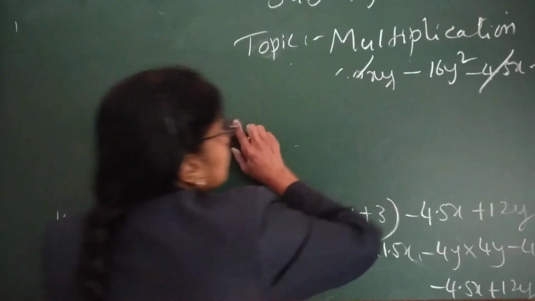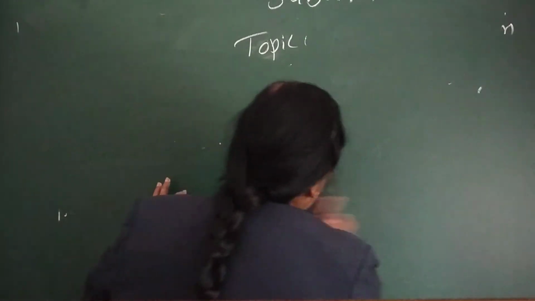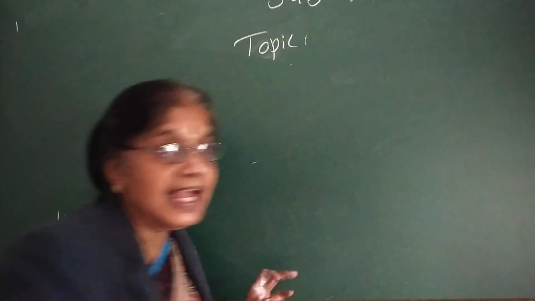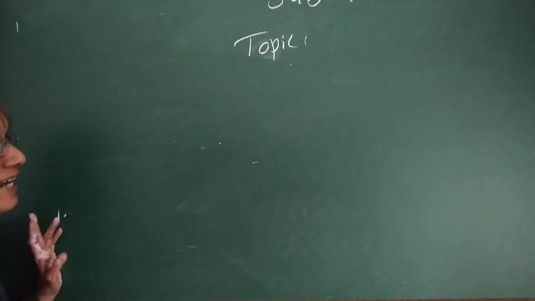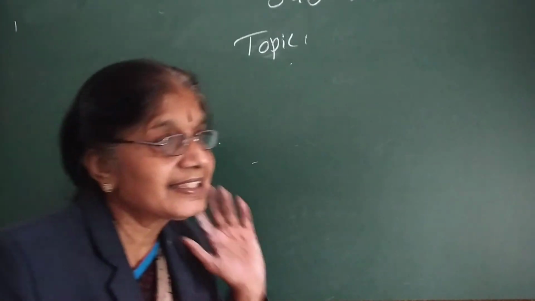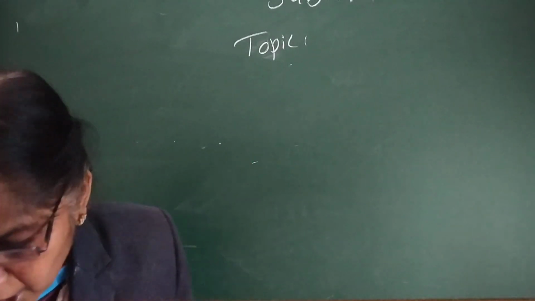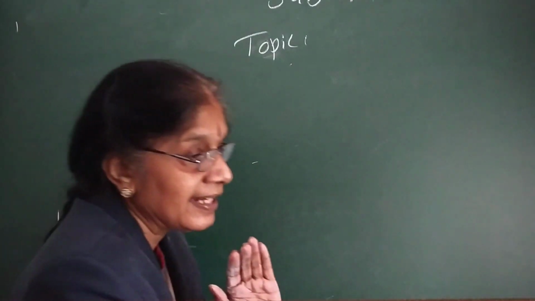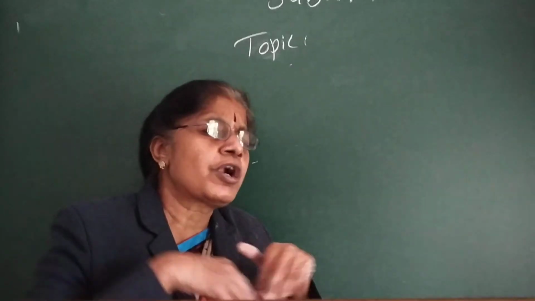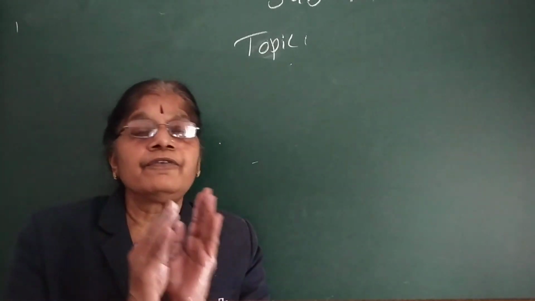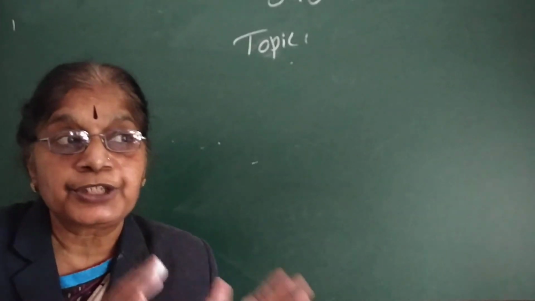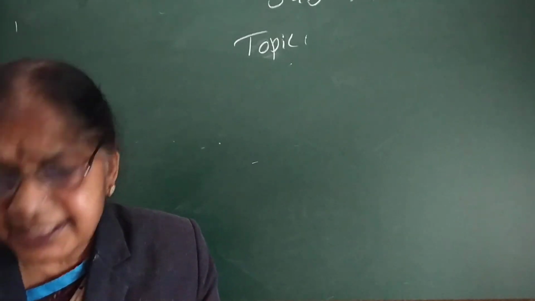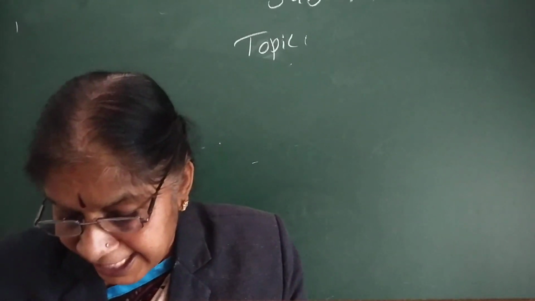After this, there is a small topic, and the chapter will be over, which is called identity. What do you mean by identity? Identity is nothing but a form of an equation where the left hand side should become equal to the right hand side, and if you substitute whatever values, the equation should be equivalent. LHS should become equal to RHS. Such an equation is called an identity.